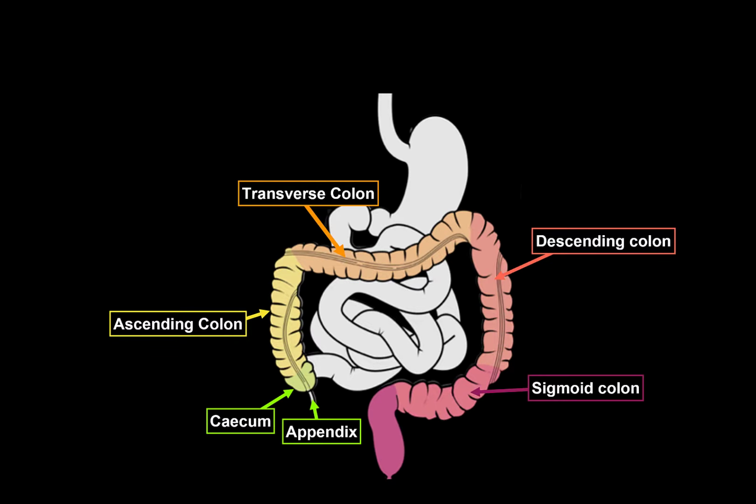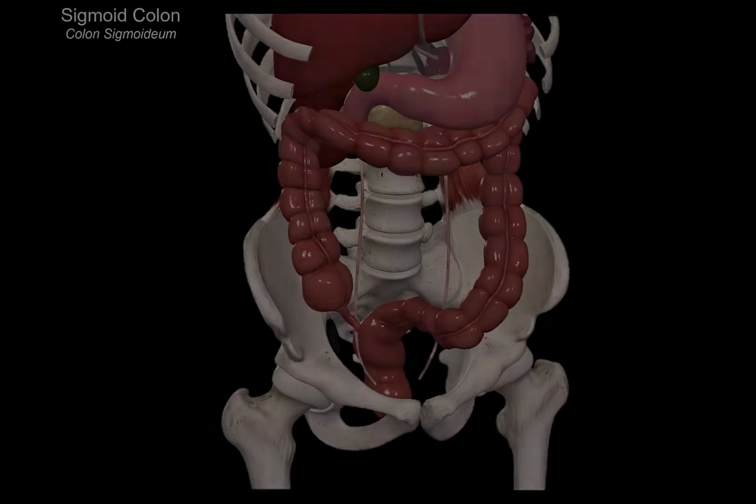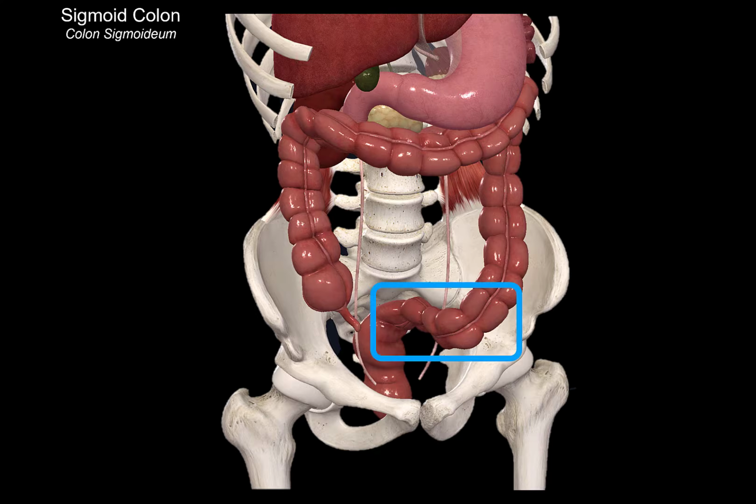Now going over to the sigmoid colon, so let's change the picture again. The sigmoid colon is right here. It can be everywhere between 15 to 80 centimeters long, so it varies a lot as you see. It might be long or it might be short. In some people, the sigmoid colon can even get to 1 meter long, so keep that in mind. It can be short or it can be long.